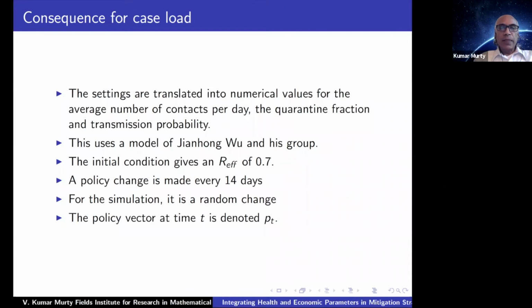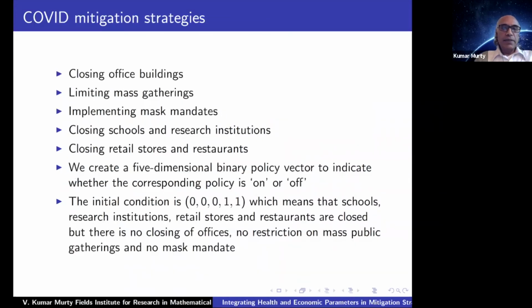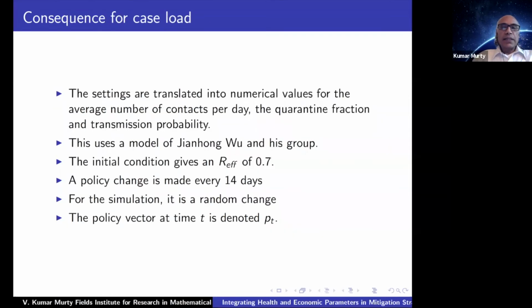In other words, if I implement each of these strategies, or don't implement them, what does that tell me about the average number of contacts per day? What does that tell me about the quarantine fraction and the transmission probability? Here we rely heavily on John Hong's work. A couple of their papers have been extremely useful. And we start with an initial condition that gives an R effective of 0.7.